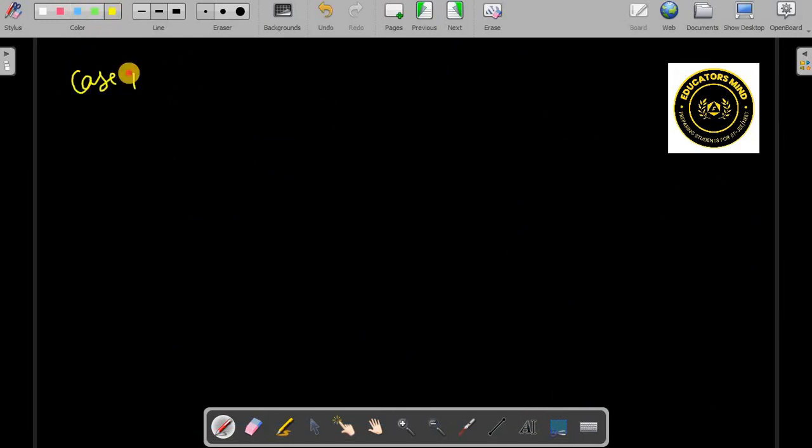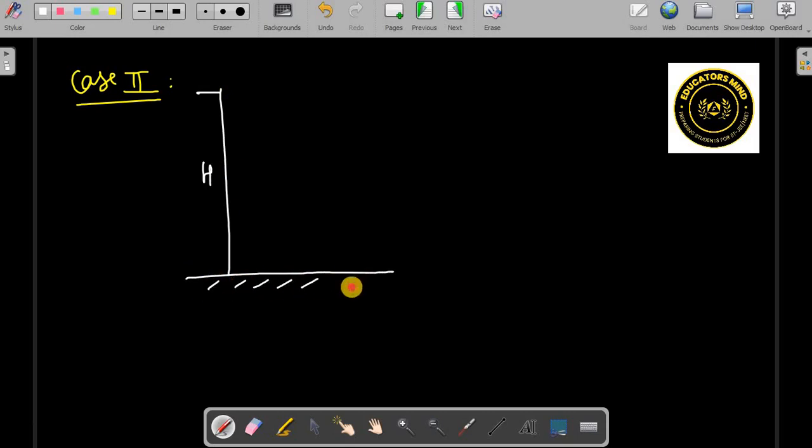Case number 2. In this case, you can drop a body from some height. Suppose this is a building of height h. Okay, this is the ground. So here you are dropping a body, you are going to drop an object. As you are dropping, it is going down. And because you have dropped it, initially the speed is 0.